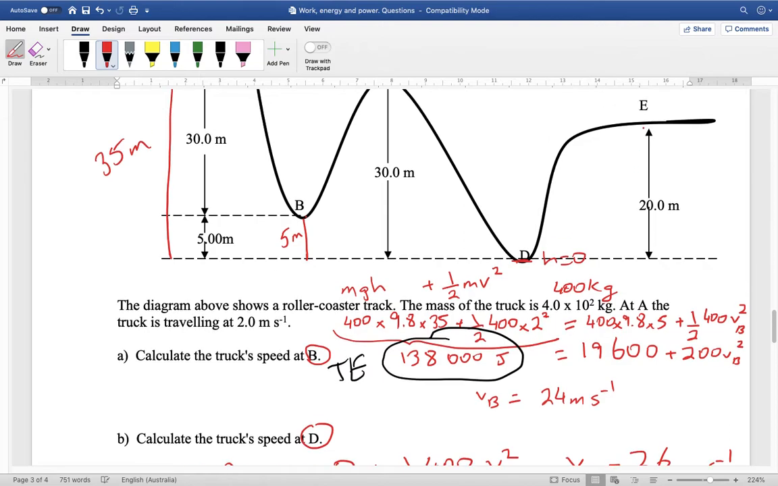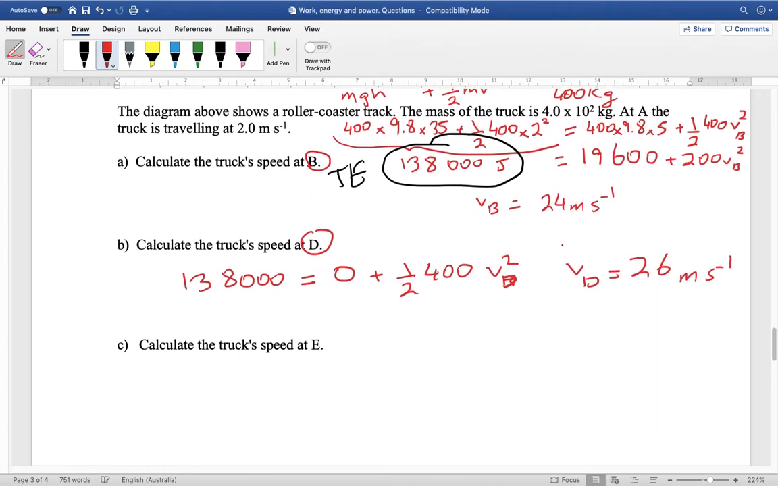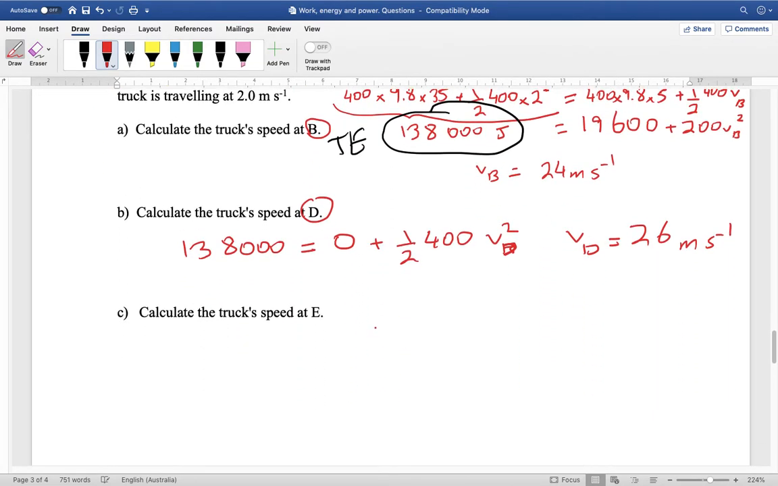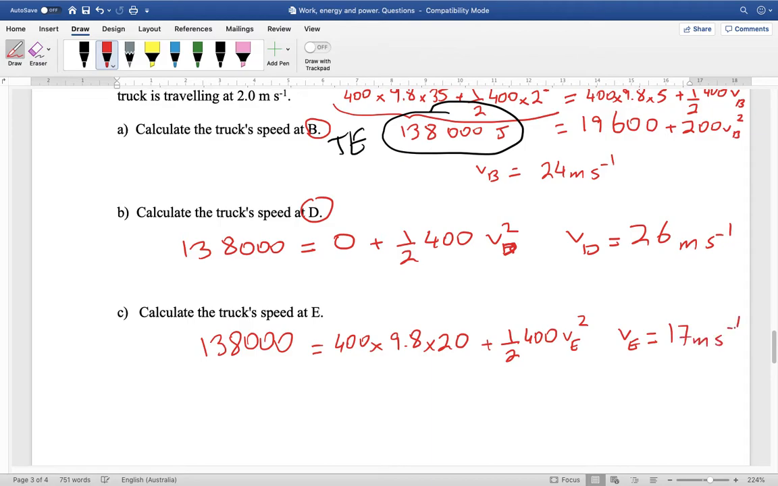Part C is asking for the truck speed at E. At E, I know that the height is 20. So again, I'm going to use the total energy, 138,000. This is now going to be equal to the potential energy at E, which is not 0. So I'm simply going to calculate. I know the mass. I know the g. I know at E the height is 20, plus 1/2 mv squared at E, which is going to give me VE to be about 17 meters per second.